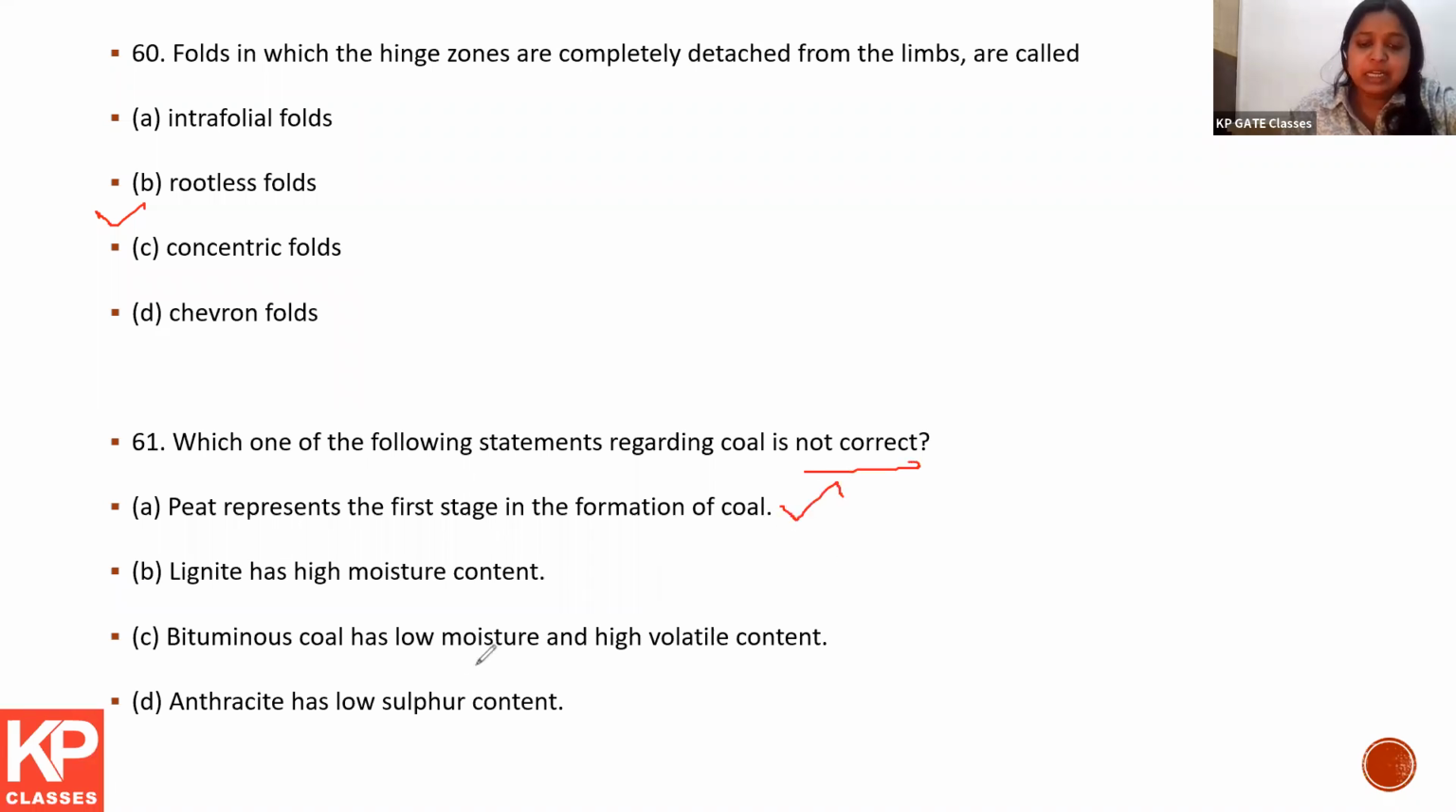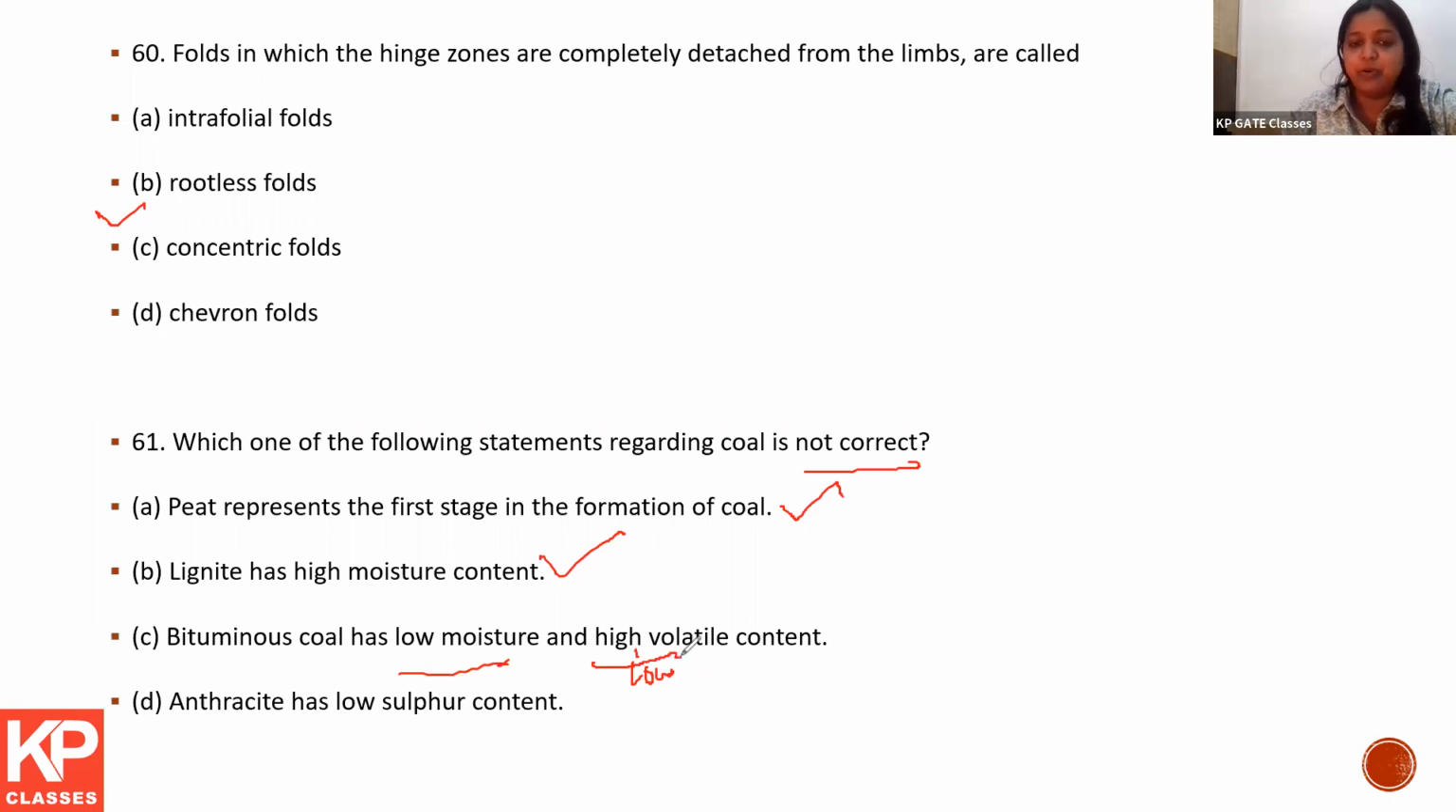That is correct. Lignite has high moisture content, which is also a correct option. Bituminous coal has low moisture. Yes, it has low moisture and high volatile content. So sometimes the definition is, there are two different types of bituminous coal: the one that has high volatile content, and the one that has low volatile content also. So this is actually a correct option.